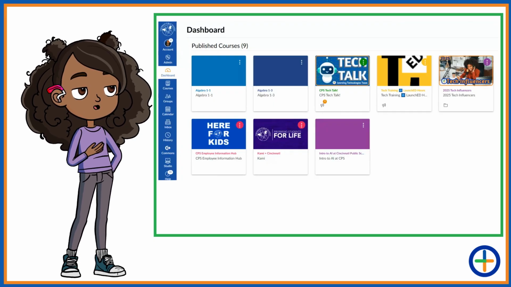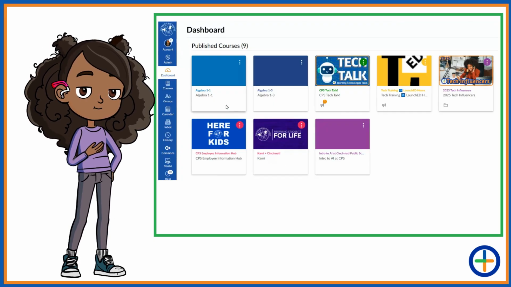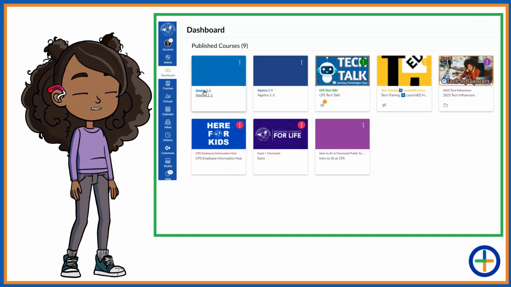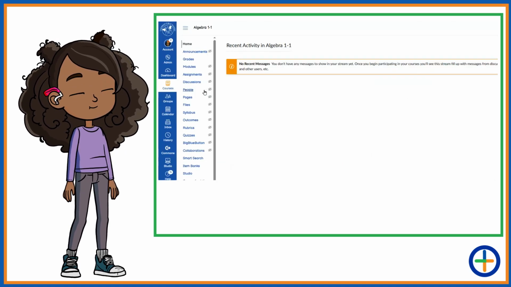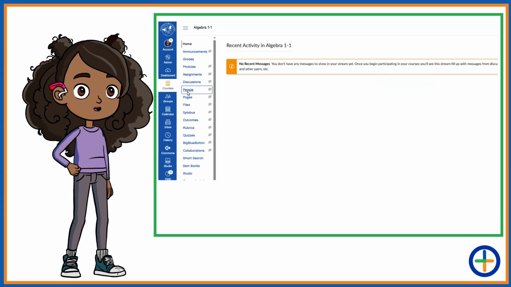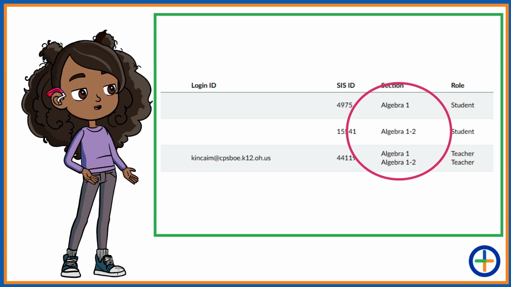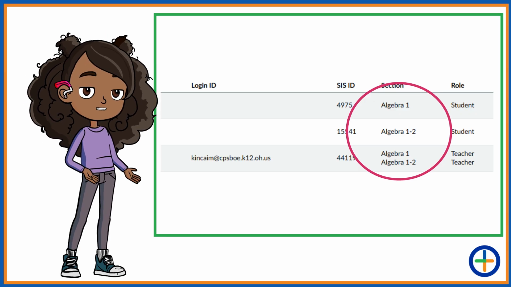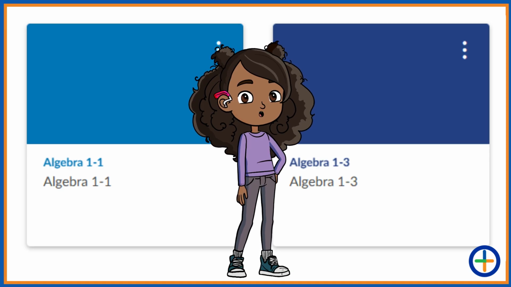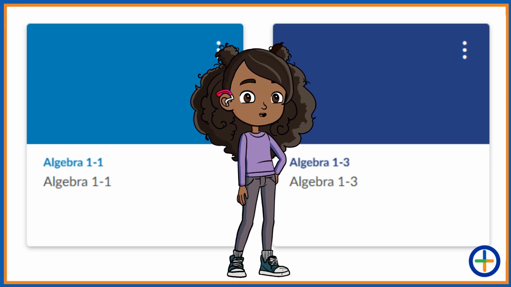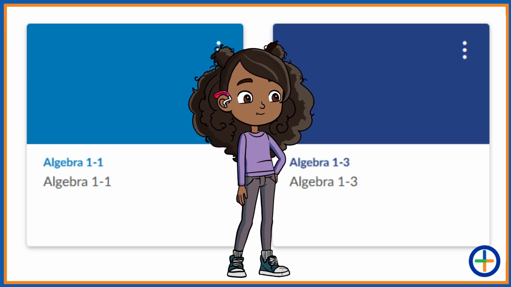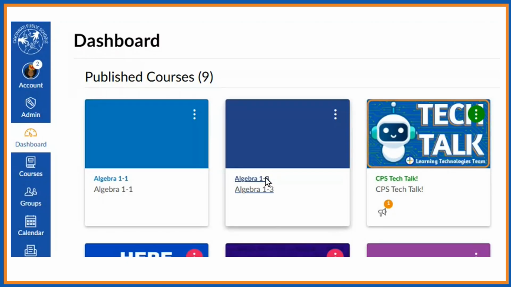One way to ensure that your courses are cross-listed correctly is to check the People tab inside of your parent course. If you check the students that are in that course, you'll notice that they're listed from both Algebra 1-1 sections and Algebra 1-2 sections. Let's see that whole process again by cross-listing my Algebra 1-3 section with my Algebra 1-1 section.